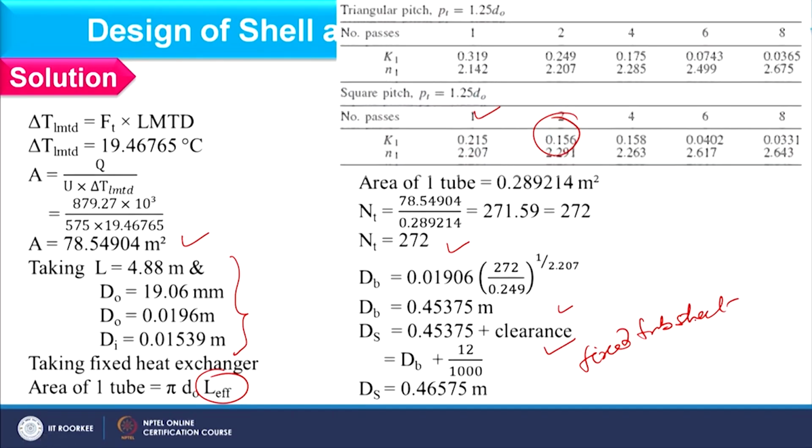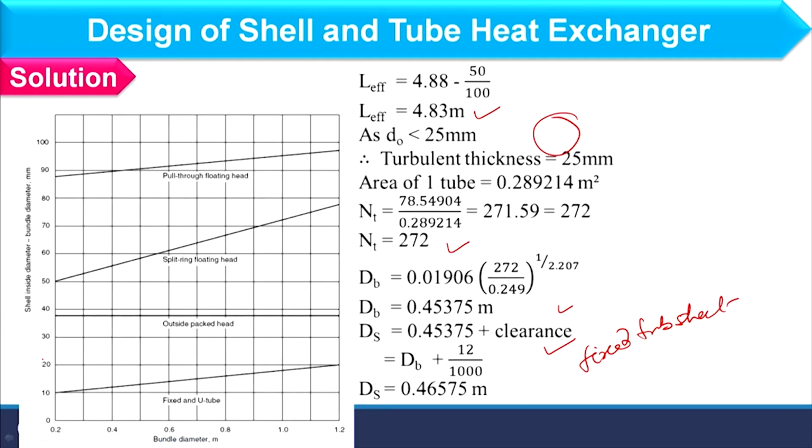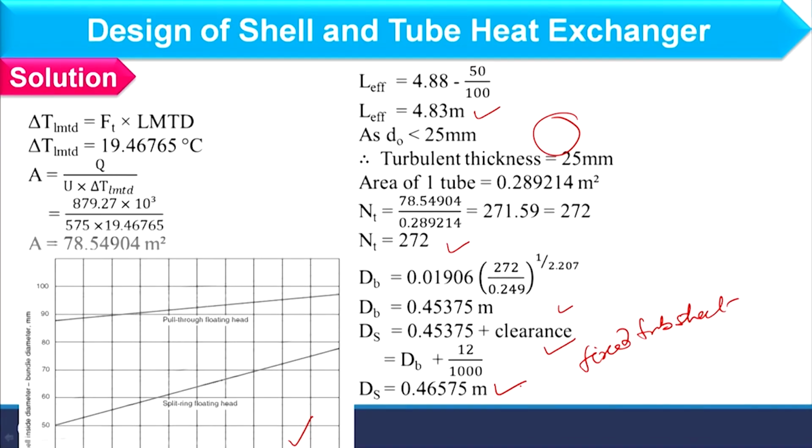Okay. And you can use this graph for clearance. So adding this shell side clearance to the bundle diameter, we can obtain the shell diameter as 0.465 or 0.466 meter.